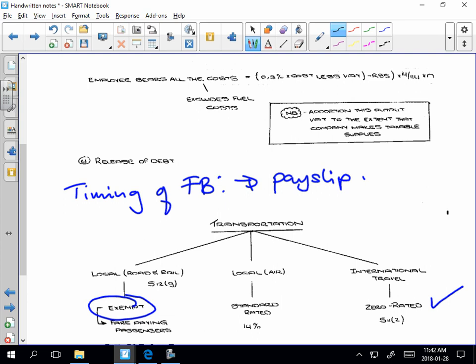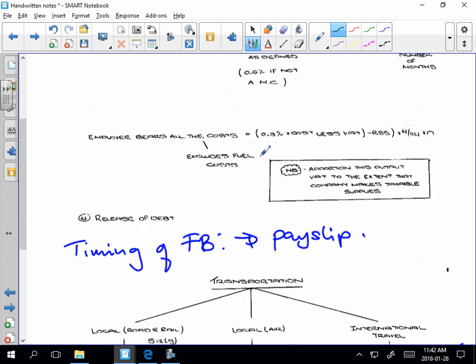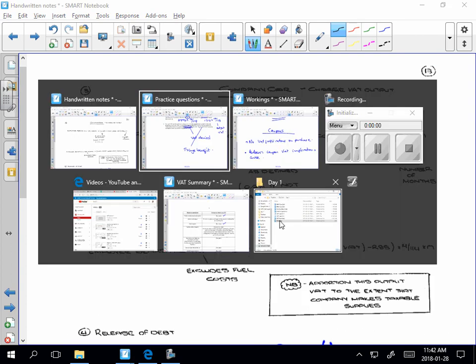Does that make sense? Okay, so therefore you have to go to the income tax implications of that fringe benefit. Look at when it goes onto their payslip, and that's the timing of the transaction. However, the value of this transaction, right? So let's look at the value of the transaction.